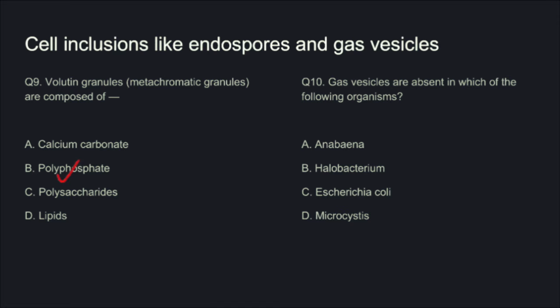Question 10. Gas vesicles are absent in which of the following organism? Options are A. Anabaena, B. Halobacterium, C. E. coli, D. Microcystis. So the correct answer for this question is E. coli. That is option C.